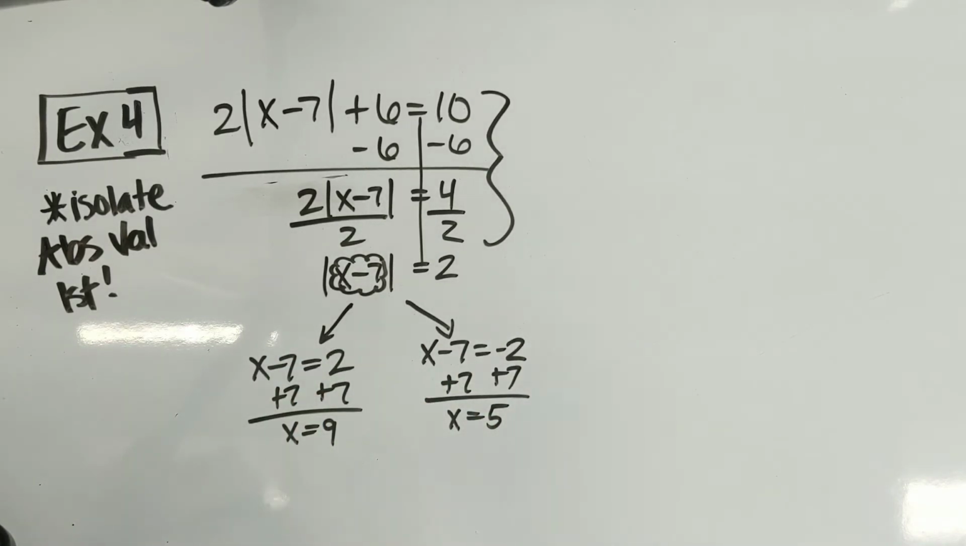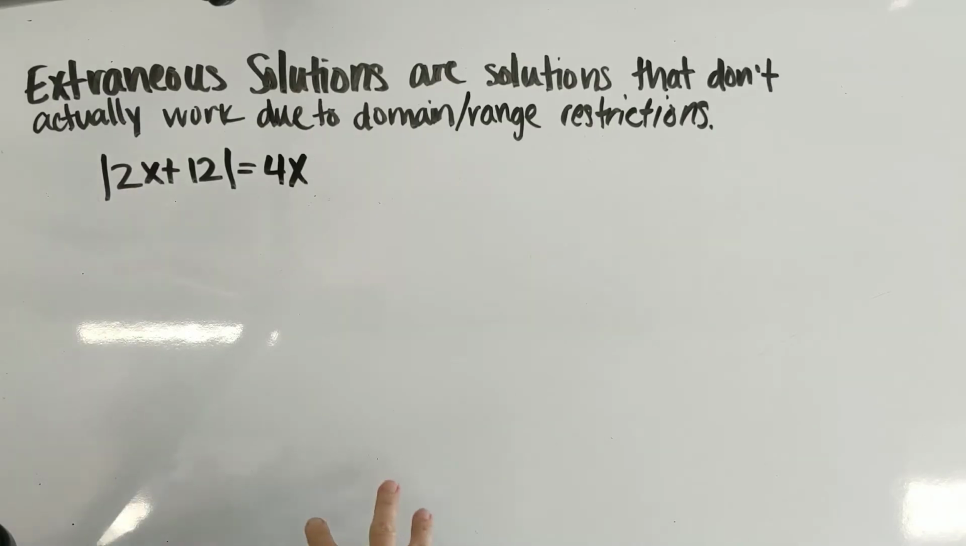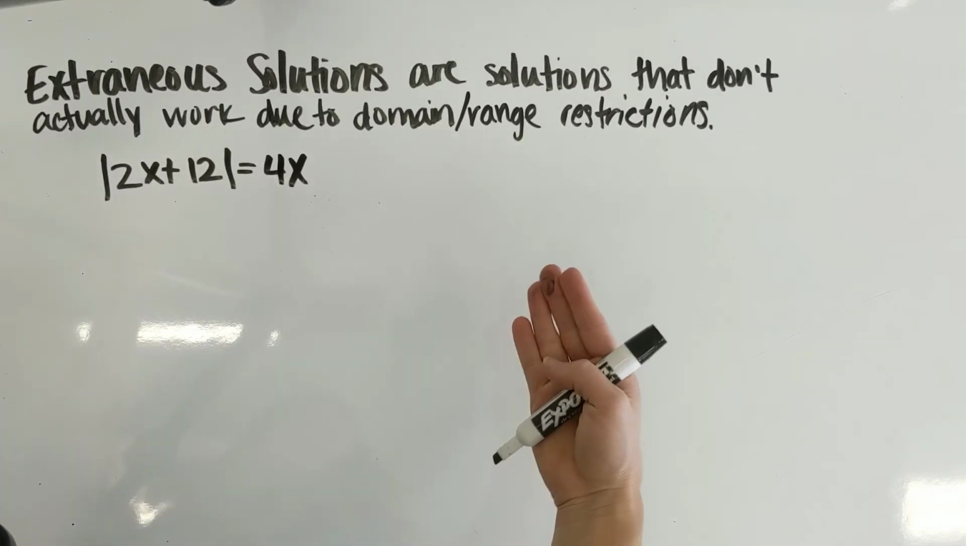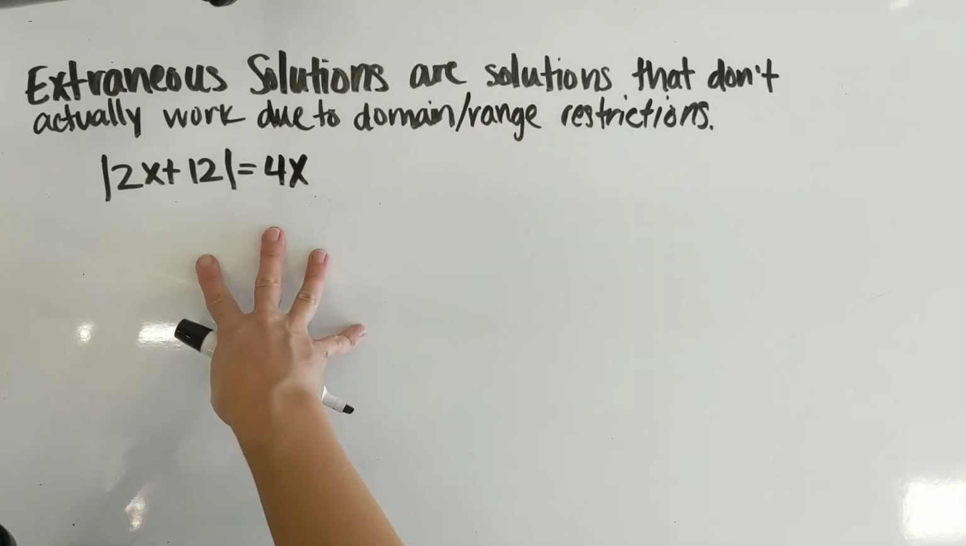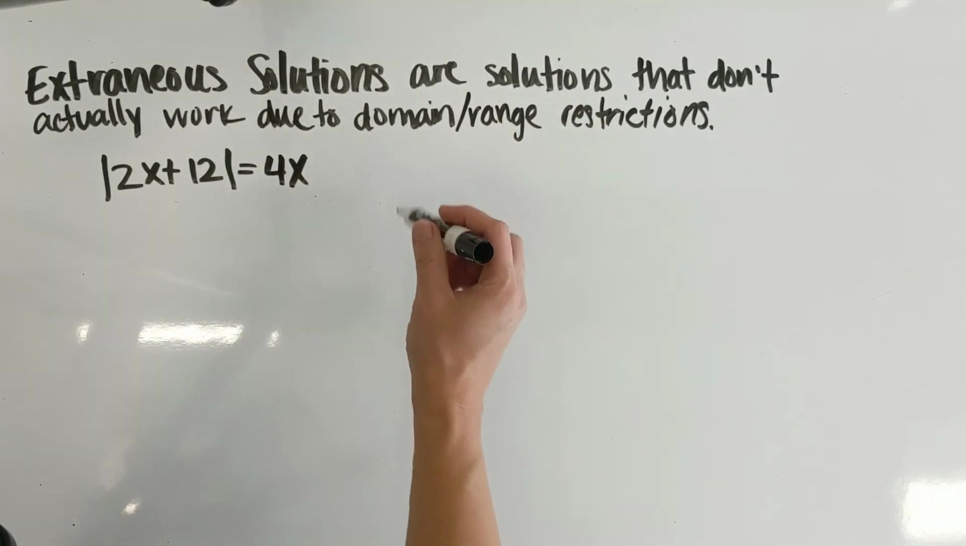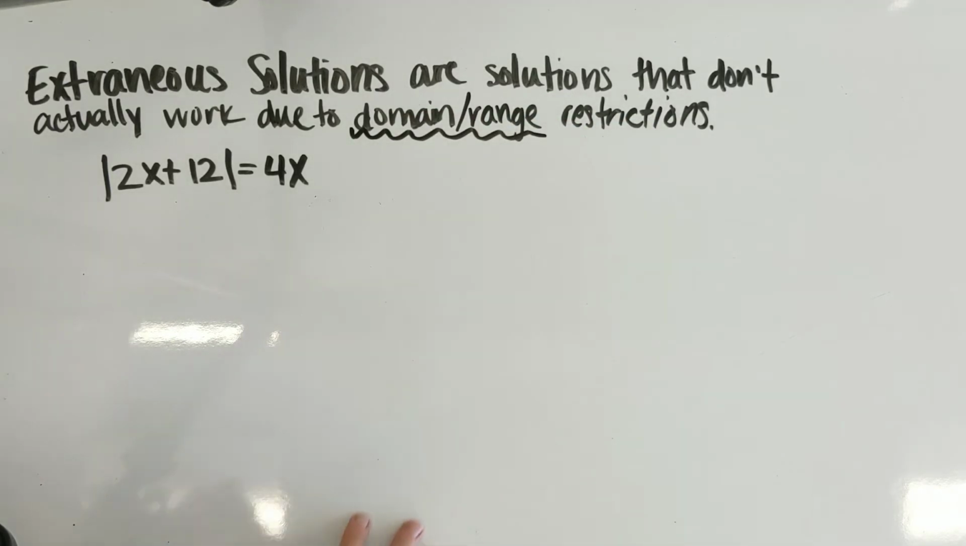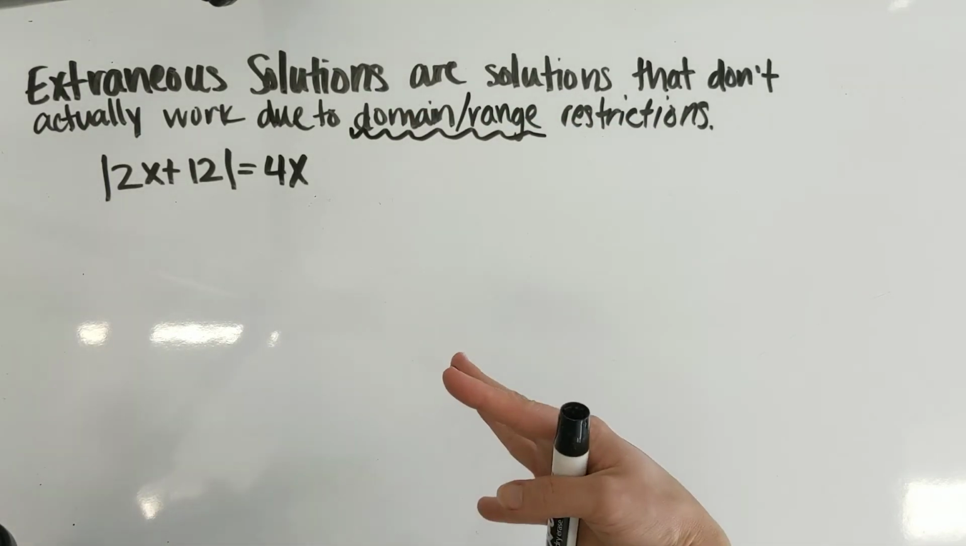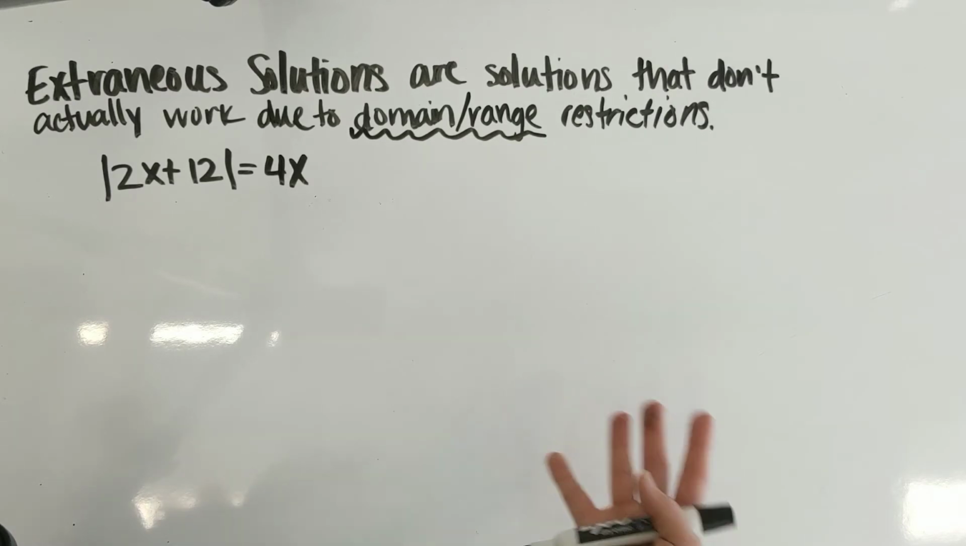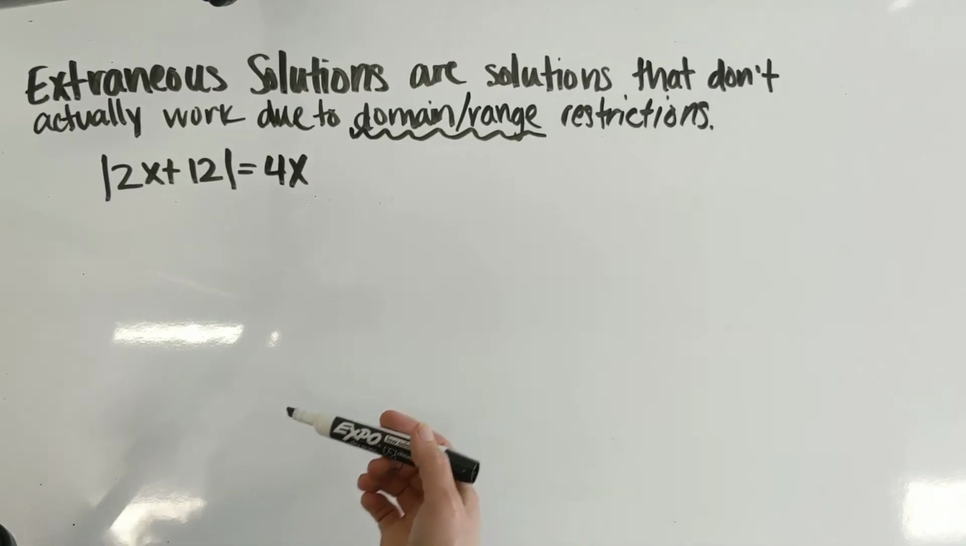So there's one last thing we have to talk about. It's called extraneous solutions. So on occasion, when we're solving equations, we get something called an extraneous solution. It really just means you solve and your answer, when you go back to substitute it and check it, doesn't actually work due to something we call a domain or a range restriction, which we're not really going to get into, but just know that your answer, although you did it correctly, isn't going to work. So let's take a look at that example.